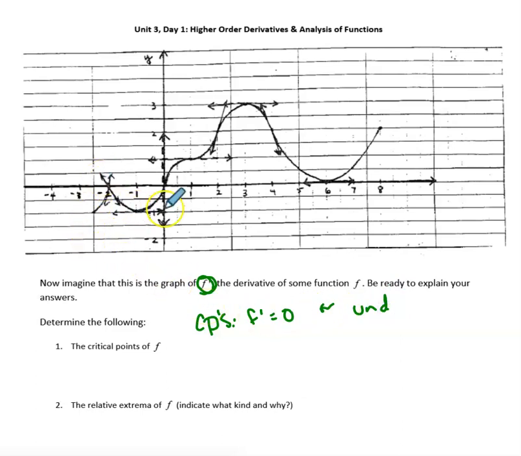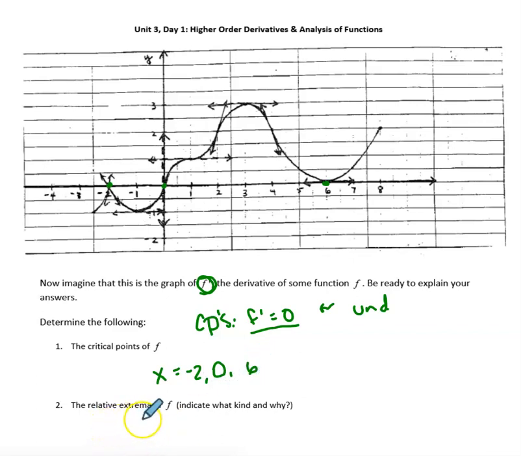So looking at this graph of f prime, you see that this graph is defined everywhere on its domain. So there are no places where there'd be a critical point from f prime being undefined. So we just need to look for where f prime equals 0. And we see that f prime equals 0 at x equals -2, 0, and 6. So those are going to be the critical points of the graph of f.